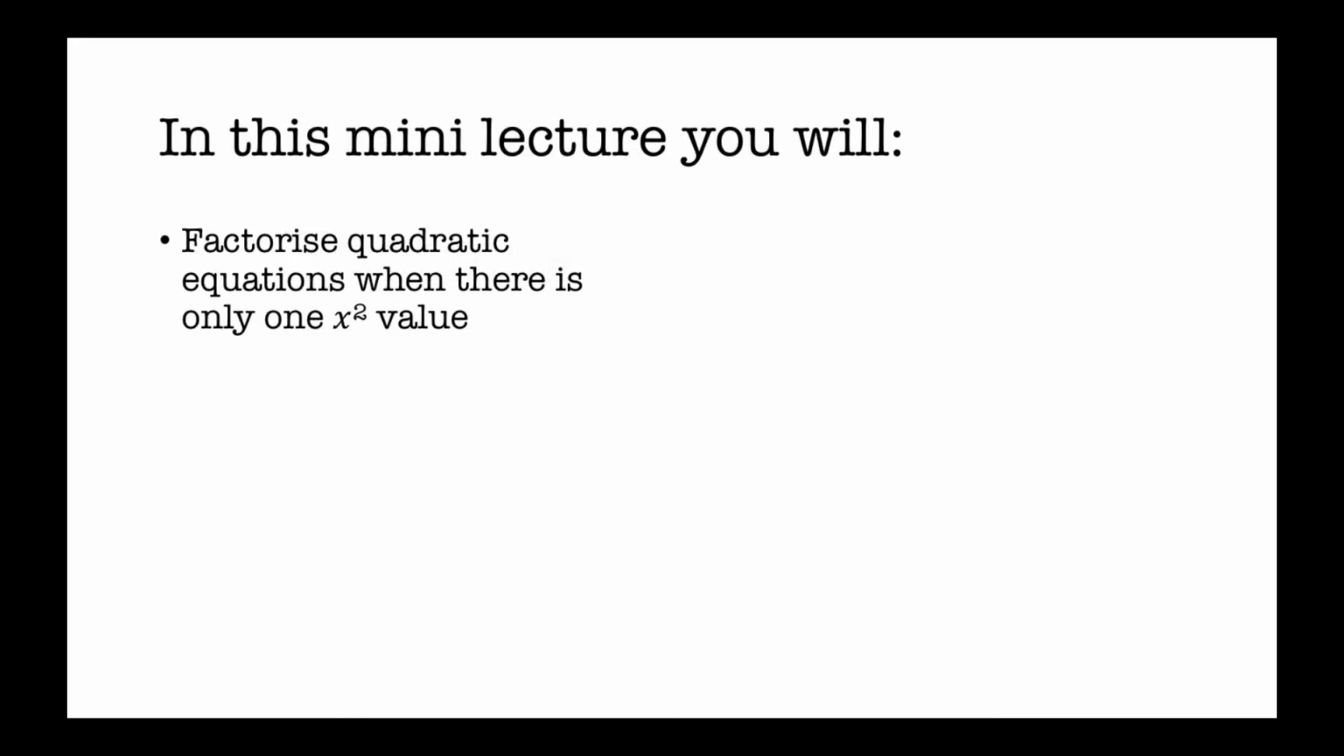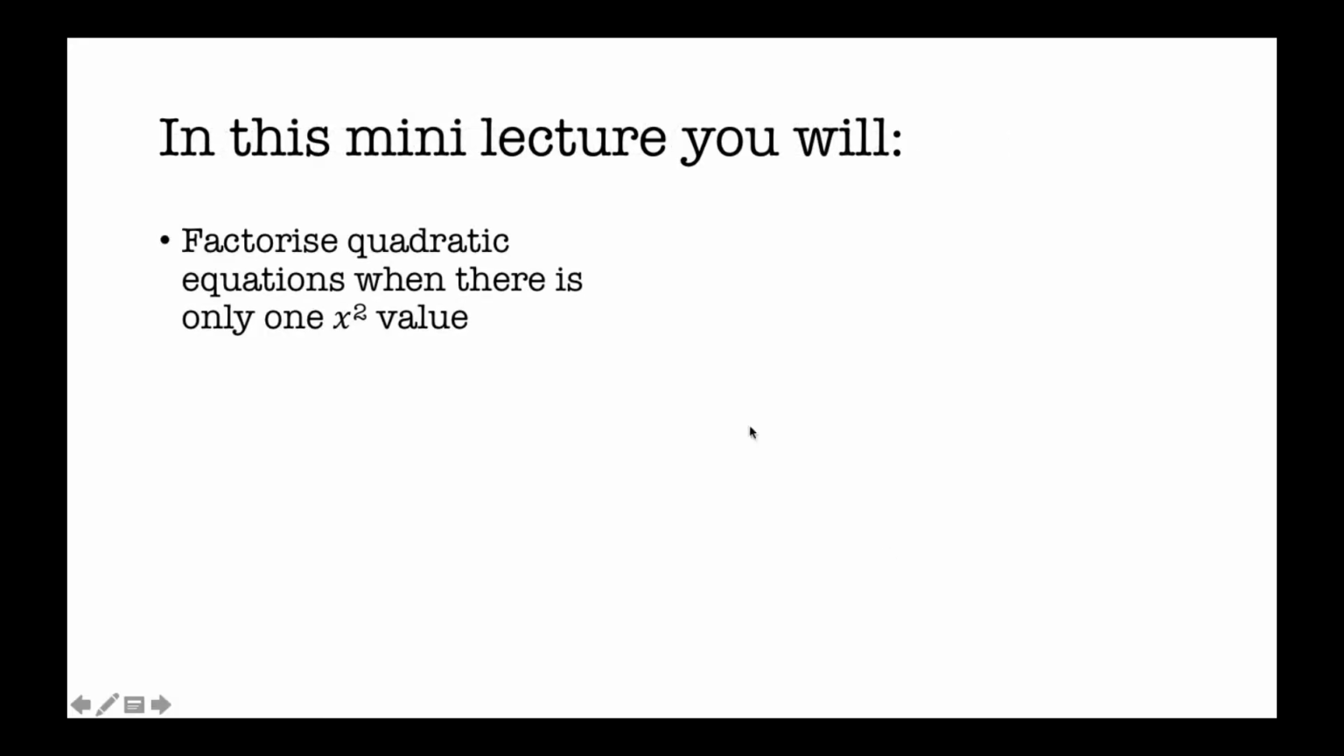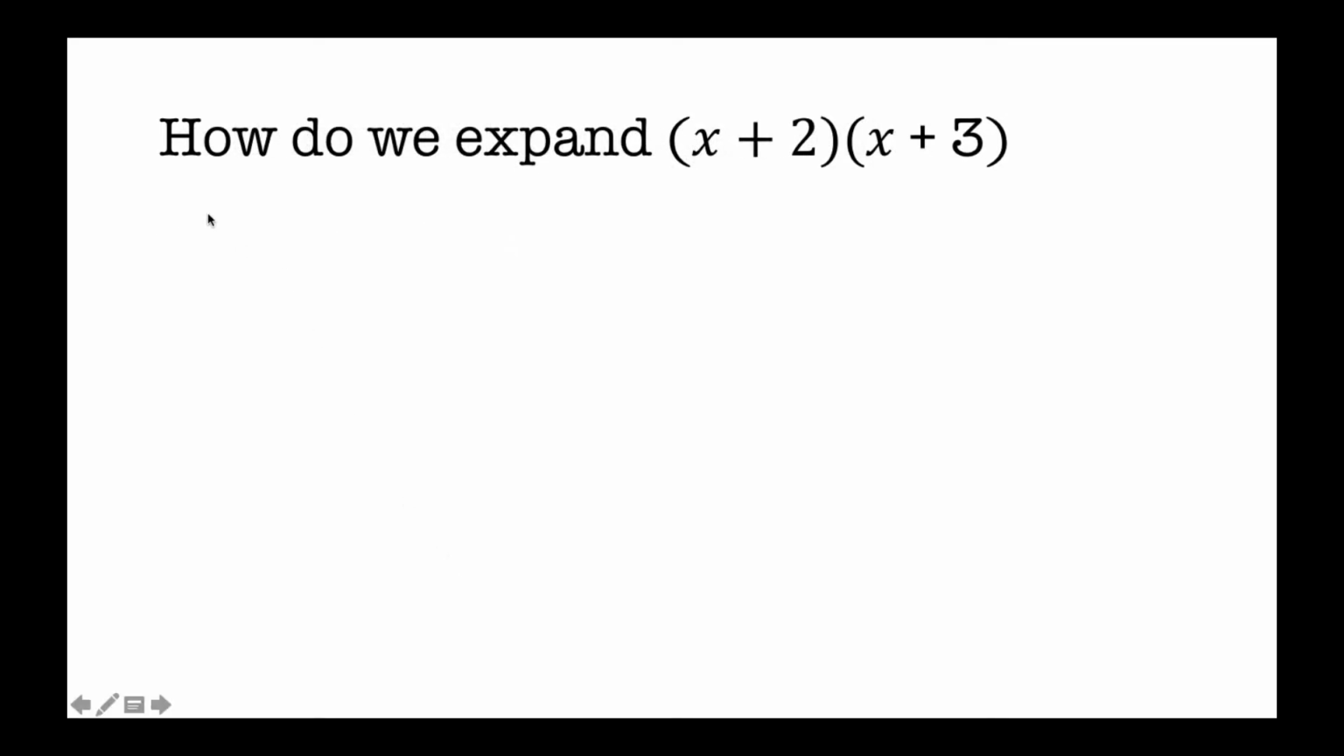In this mini lecture you will factorise quadratic equations when there is only one x squared value. I'll explain what that means in a second. So let's just recap expanding brackets. How do we expand something like x plus 2 right next to a bracket like x plus 3?